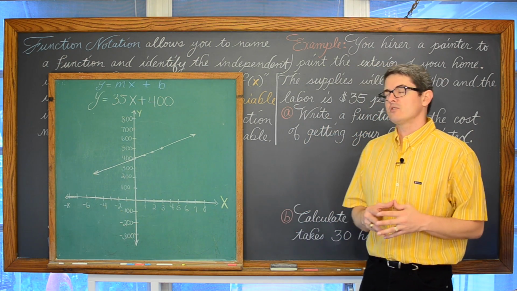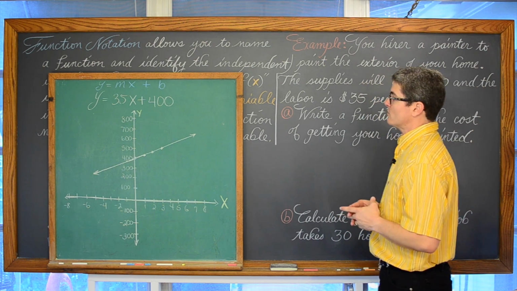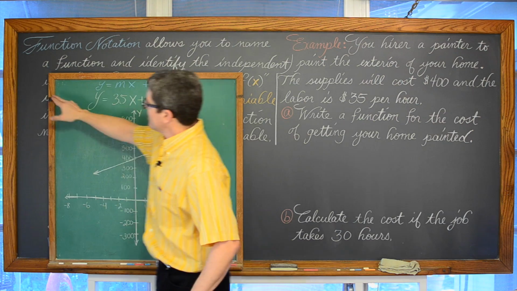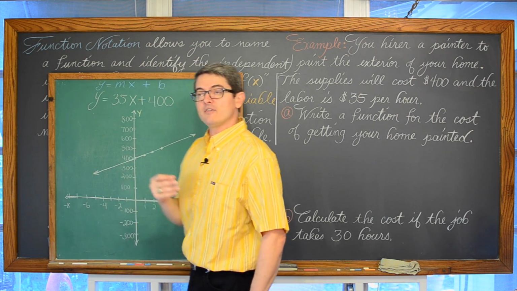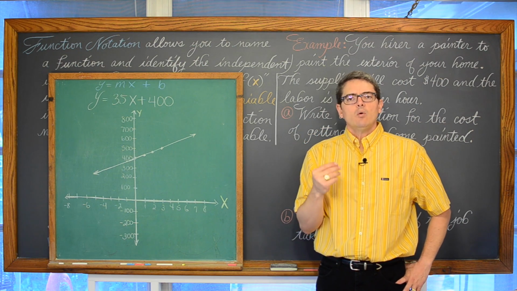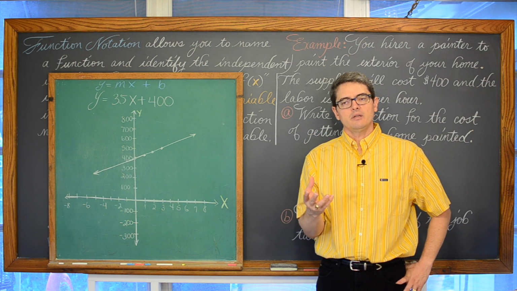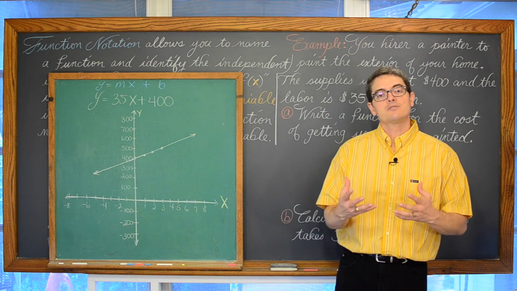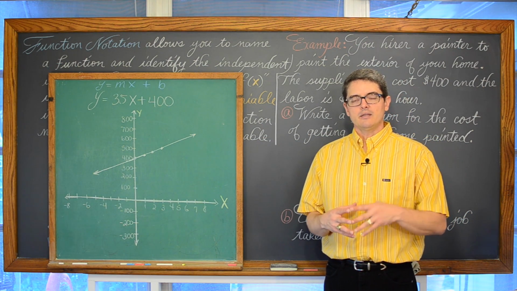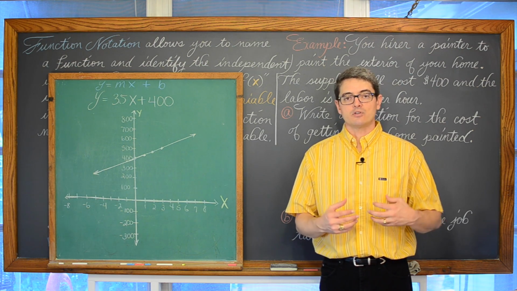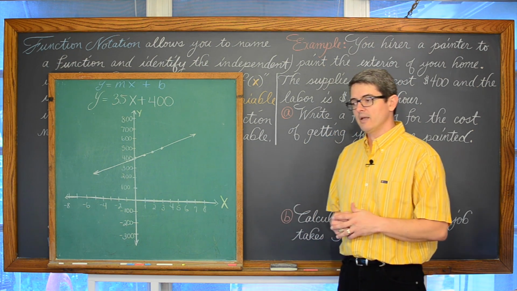Okay, so what is function notation? Well, function notation allows you to name a function and identify the independent variable. An independent variable is, in a real life application like what we're dealing with here, a variable that you have some control over. It is also called the input value. A dependent variable is what you get out of a function, or just the answer that you get from an equation.